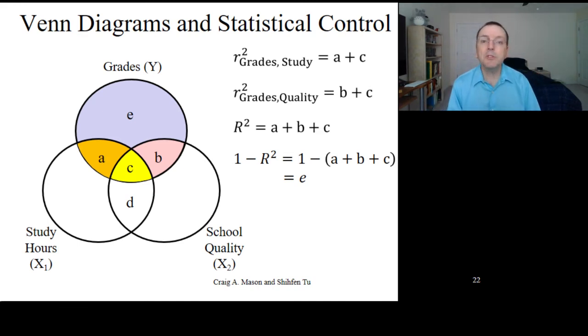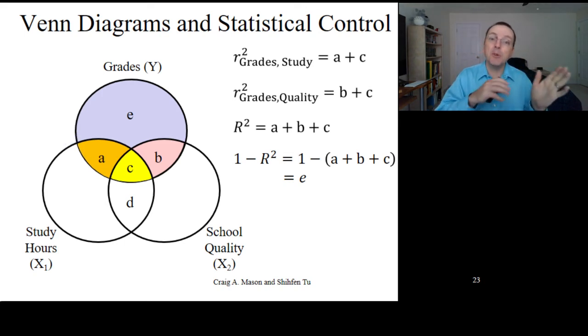In future videos, we'll see that researchers spend a lot of energy worrying about which predictor should get credit for each of these pieces. Now, in that regard, the variance reflected in A is pretty straightforward. As we saw, it's the unique variance in grades that is only shared with study hours. It's the effect of study hours controlling for school quality. So study hours should clearly get credit for A.